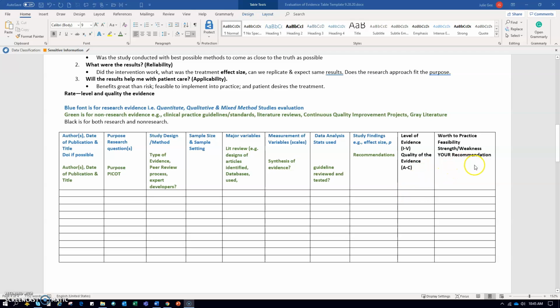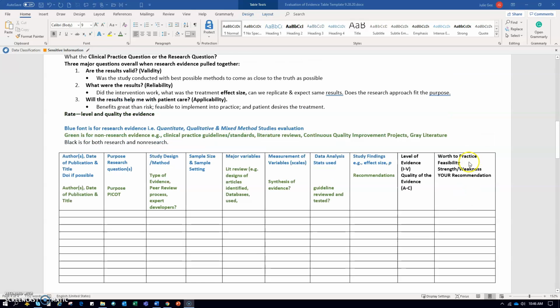And then lastly, we need to look at worth to practice. Is it feasible? What are the strengths and weaknesses? This is your recommendation. This isn't their recommendation. This is what you truly find when you synthesize that evidence, period. So it's important when you're making a recommendation to make sure you have solid information over here and what's going on.